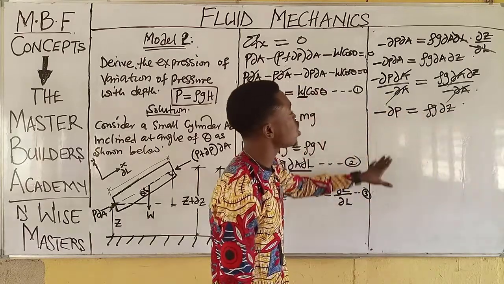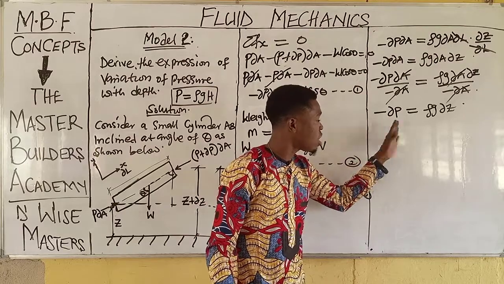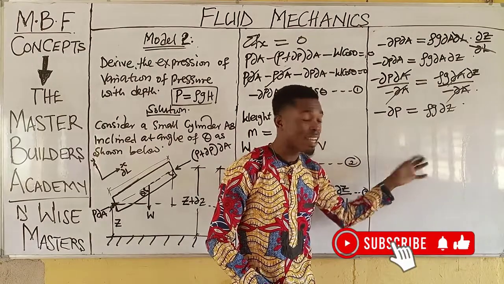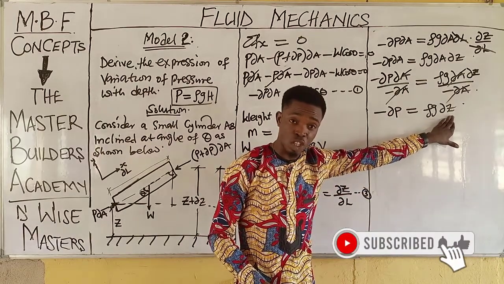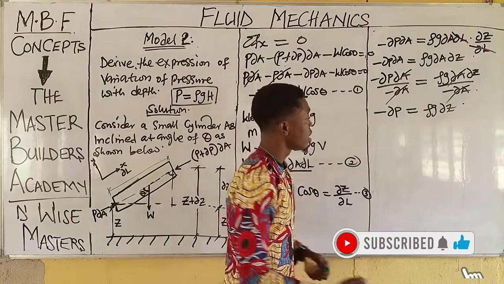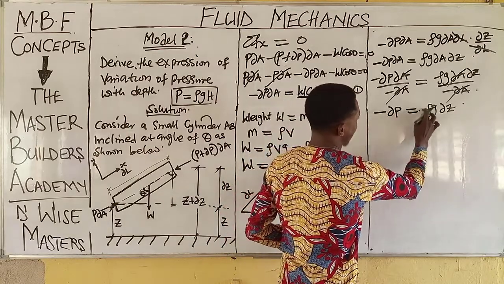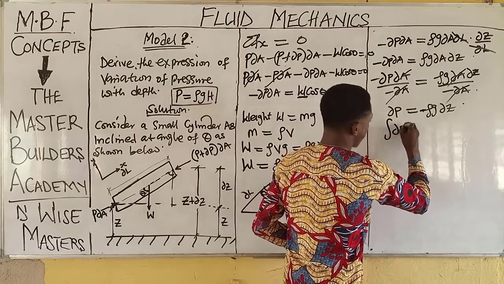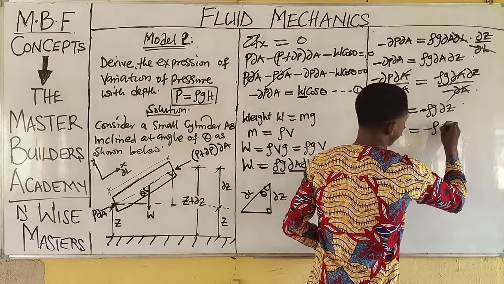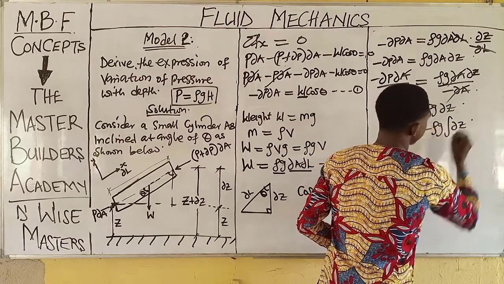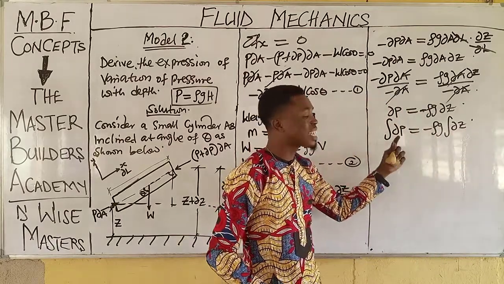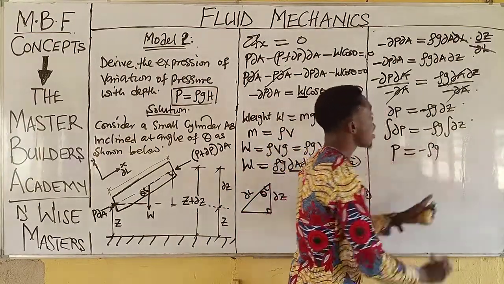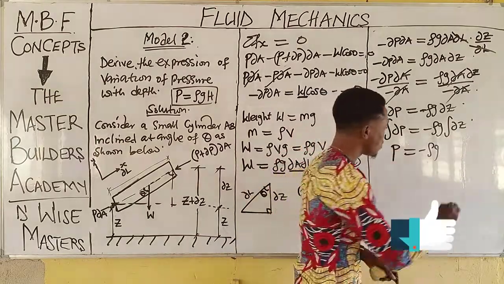Now, at this point, for us to be able to get the actual value of P, all we simply need to do is to integrate with respect to P at the left hand and with respect to Z, which is the variation of depth, at the right hand side. Therefore, we quickly introduce our integral. Now we have this negative. So when we introduce our integral, we have change in P is equal to integral of change in Z. Now, when we integrate this with respect to P, we will have P. And when we integrate this other one with respect to Z, we will have Z.